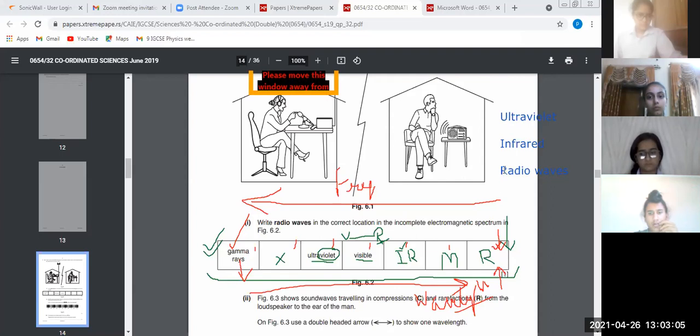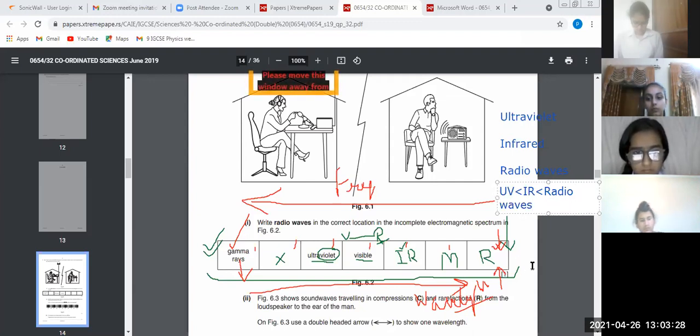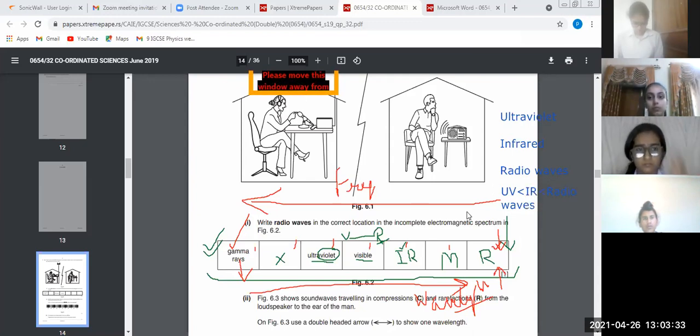So you can have it like this. First of all, you can write ultraviolet, that is UV, which is smaller, then which one will be greater? Infrared, and more than that is radio waves. Done? So this way it can be asked, and this way you have to do it. Yes, any doubt till here?